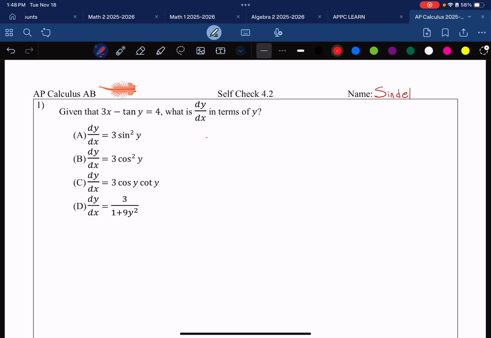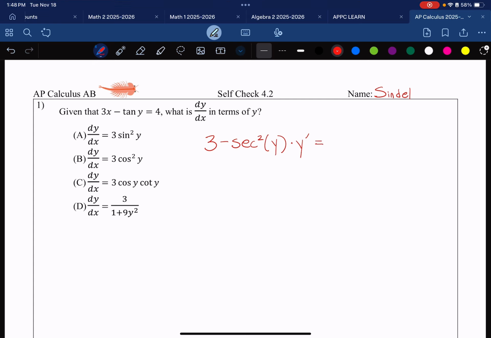The derivative of 3x is 3. That's the easy part. The derivative of a negative, we'll just put a negative right there for a placeholder. The derivative of tangent is secant squared. Secant squared of whatever the inside was. The inside is still y. Don't forget your dinner, the derivative of the inner. The derivative of y is a y prime. So I need to multiply by the dinner.